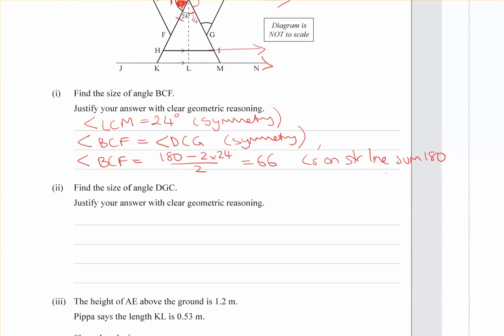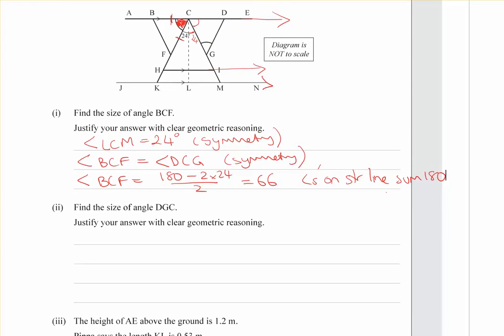Right, we're going to have to flick up and down between our picture. So part 2 says find the size of angle DGC, so we'll colour that one in this time. Once again, lots of ways we can do it. We've just shown that this one in here is 66, so we might use base angles in an isosceles triangle to find BFC, and then by symmetry CGD would be the same.